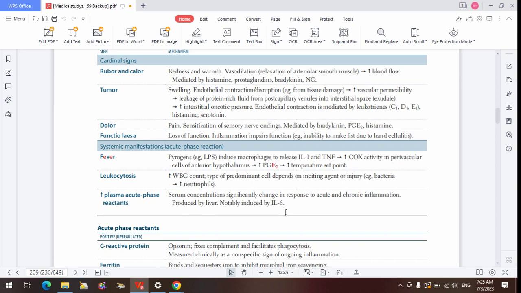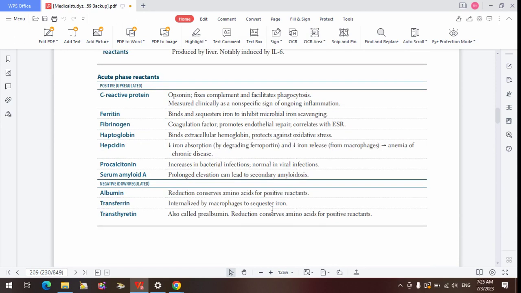Now, this is the basis why serum amyloid A can cause amyloidosis, because it's one of the acute phase reactants that is upregulated. So once it gets to chronic inflammation and it has accumulated, it will now start misfolding and start causing amyloidosis. So let's look at the acute phase reactants. Let's look at them one by one. So we have the ones that are upregulated, just like you can see. We have those ones that are downregulated.